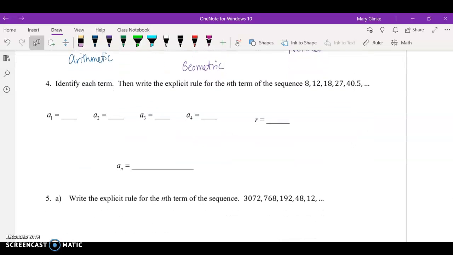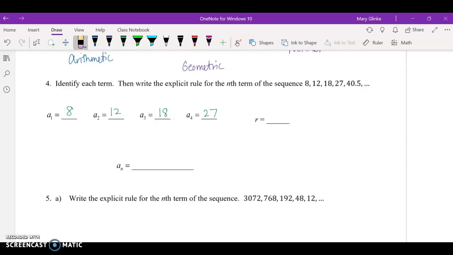So let's take a look at this sequence. We want to identify each term and then write the rule. So looking at this, my first term is when n equals 1. My value of my first term is 8. The value of my second term is 12. A sub 3 then would be 18, and A sub 4 would be 27.